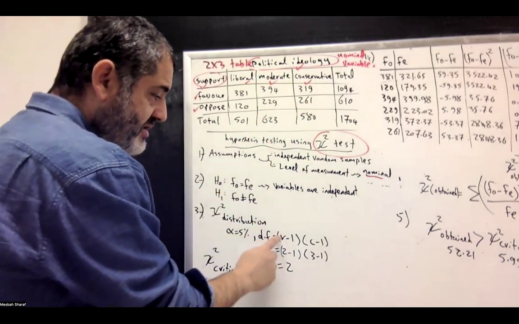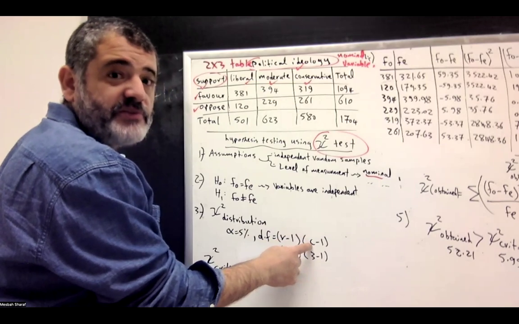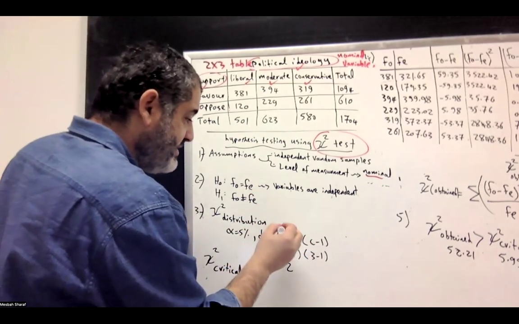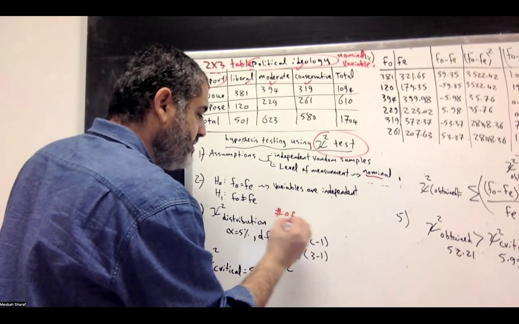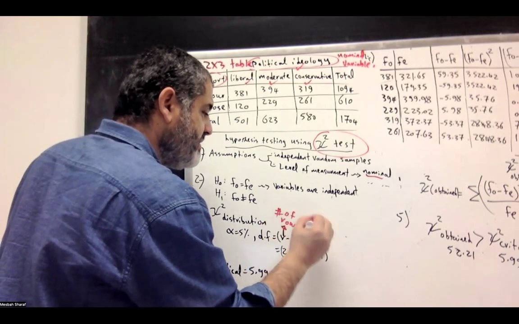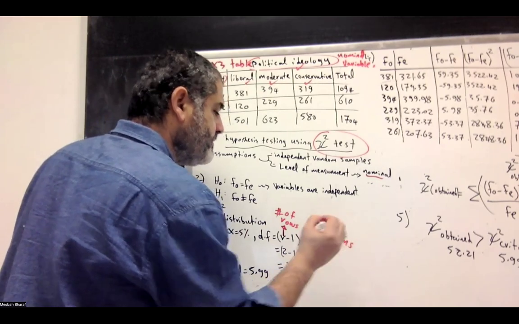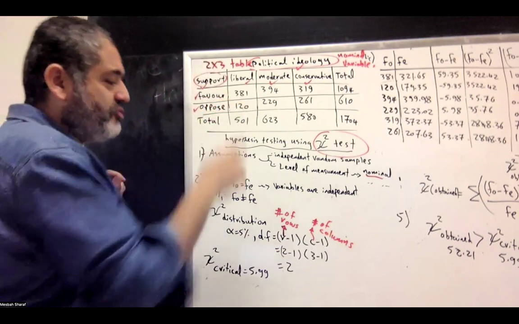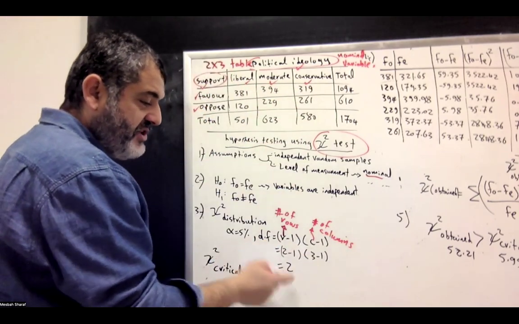So this R is 2, and C is the number of columns. R is the number of rows, and C is the number of columns. So in our situation, we have 2 rows and we have 3 columns. So the degree of freedom is going to be 2.